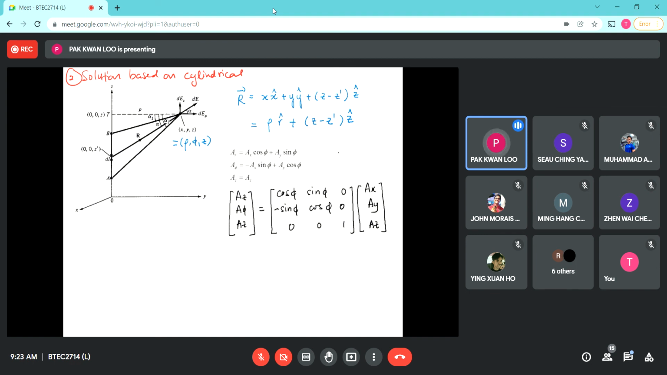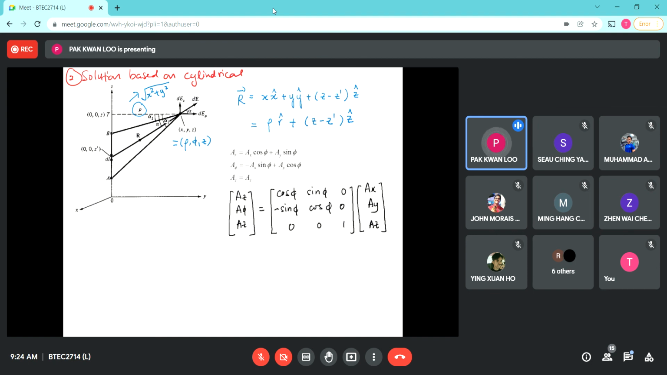So we will define here rho. As I said, this is defined as actually equal to the square root of x squared plus y squared.